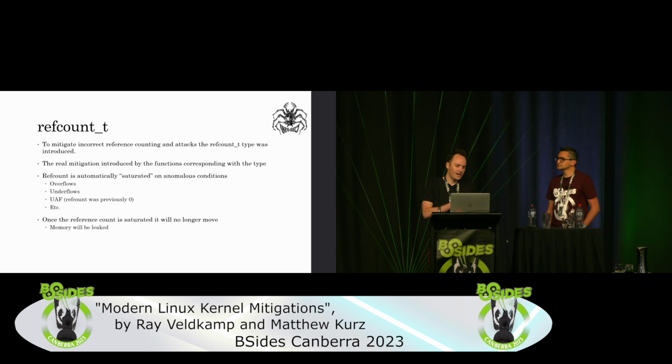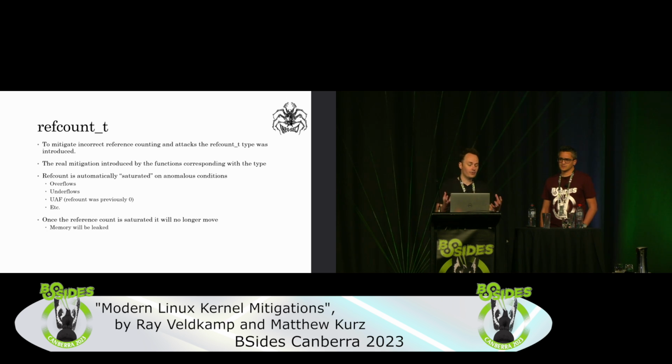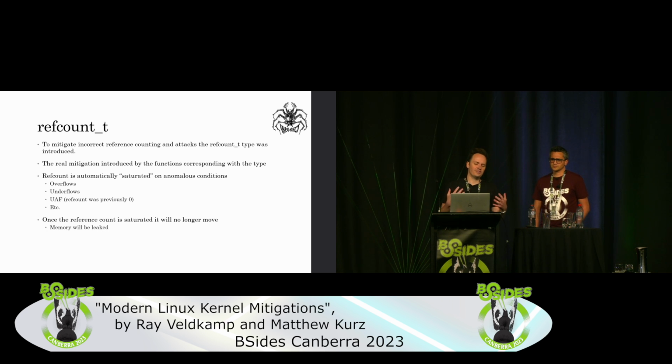To mitigate these sorts of attacks, the refcount_t type was added into the kernel. And the real mitigation that comes with this is the functions that you use surrounding this type. How the mitigation works is basically they will automatically detect when the reference count is in a bad state. A bad state may be something like, I as a consumer am asking to get a reference to an object, but that reference count is already 0. That's a use after free. Something else might be, I'd like to get a reference to the object, however, its reference count is at the maximum value that an integer can hold. All of these things are erroneous.